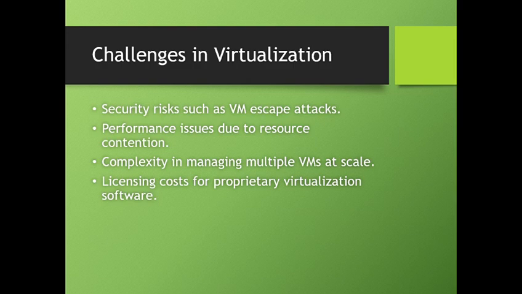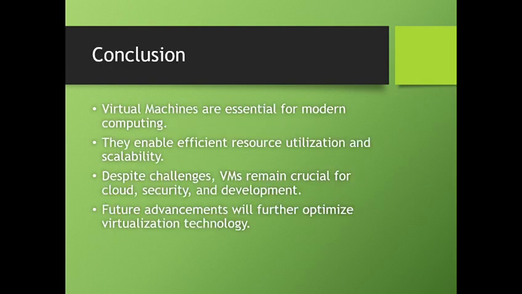Future of virtualization. Faster hypervisors reduce overhead. AI and machine learning for resource optimization. Hybrid virtualization models, VMs plus containers. Integration with edge computing. Virtual machines in the real world. Google Cloud uses VMs for hosting web services. Netflix runs its services using VMs and containers. Facebook uses VMs for testing and scalability.